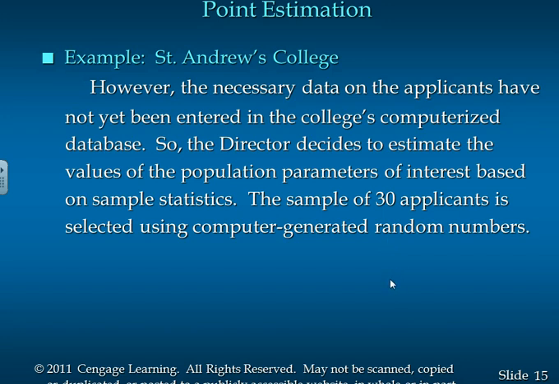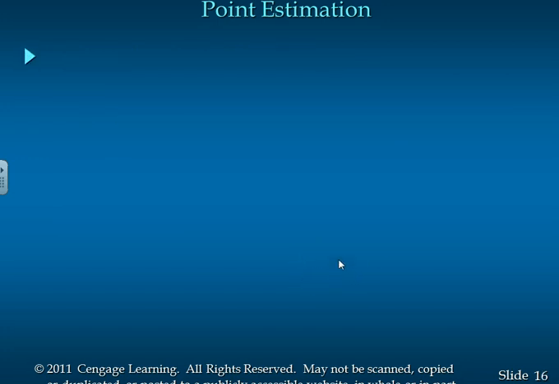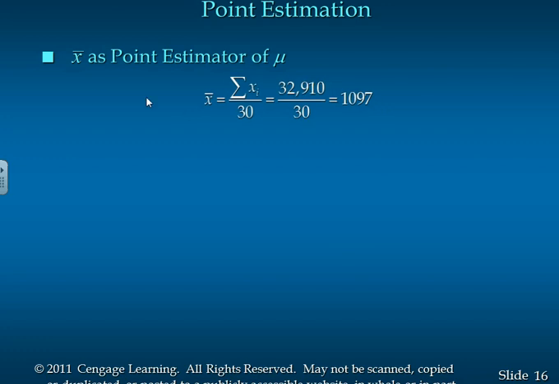The necessary data on the applications have not yet been entered. Wouldn't you know it? In a computerized database. Fire my director of admissions. So we're going to estimate the population by sampling 30 of them. Okay, that's fine. So I add up those 30, divide by 30, my estimate of the mean for the SAT score, 1097. Is that good or bad?